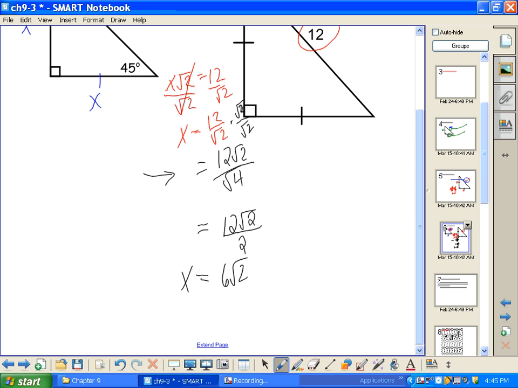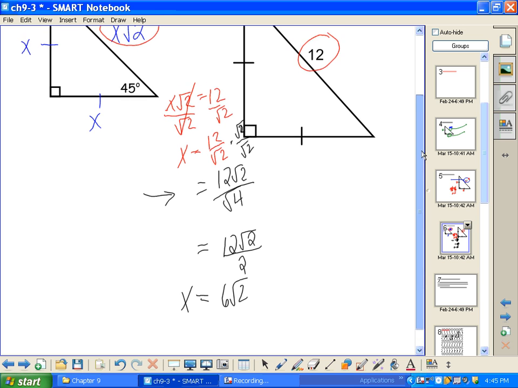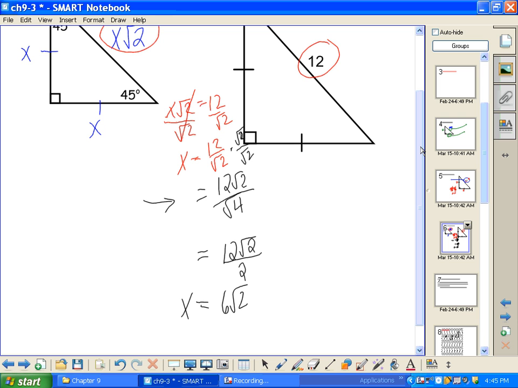Now keep in mind, that's x. That is what we are solving for. So x in our formula triangle, because we set the original side length up to the formula triangle, x in the original formula triangle is actually the length of the leg right here. The length of both of these legs then is 6 radical 2.